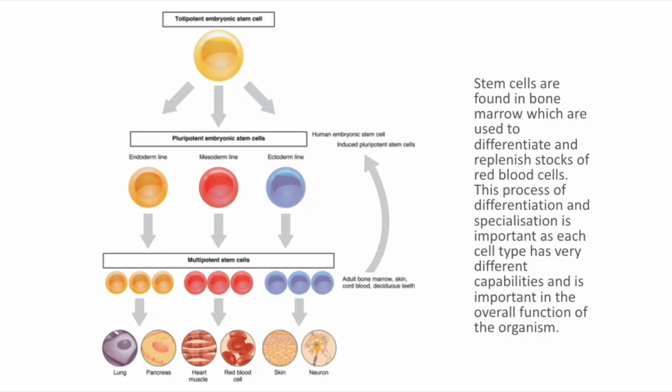As adults, stem cells are found in bone marrow, which are used to differentiate and replenish stocks of red blood cells. This process of differentiation and specialization is important as each cell type has a very different set of capabilities and is important in the overall function of the multicellular organism.